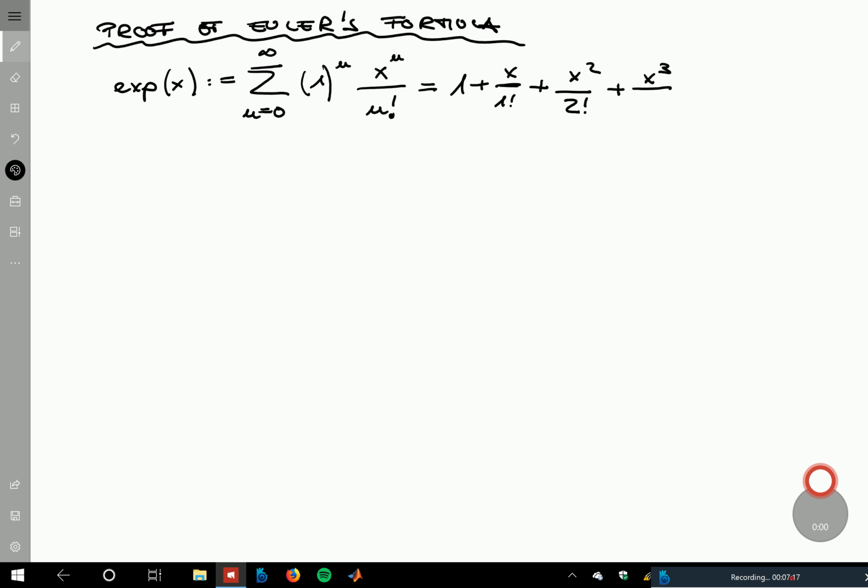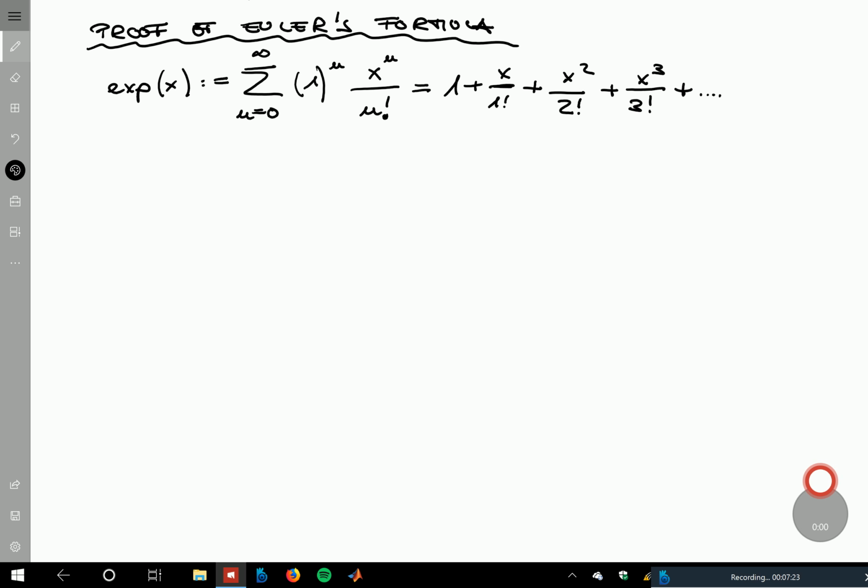So this is what we've seen before. The exponential function is defined as this infinite sum of these terms. If you have x and you put it into the exponential function, what you need to compute to evaluate it is x to the power of n divided by the factorial of n.